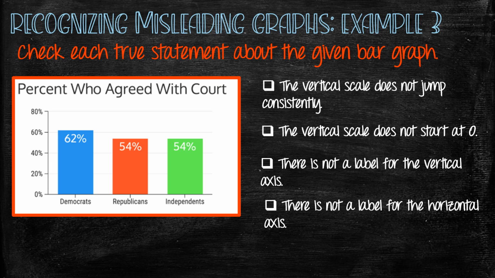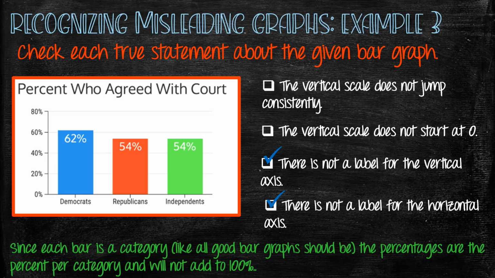Vertical scale does not jump consistently. Well, it starts at 0, it's going up by 20 every time, so that's fine, that's not a problem. Vertical scale does not start at 0. Well, it does start at 0, so that's not an issue either. There's not a label for the vertical axis. Yeah, we should have a label. There's not a label for the horizontal axis. That doesn't have a label either.